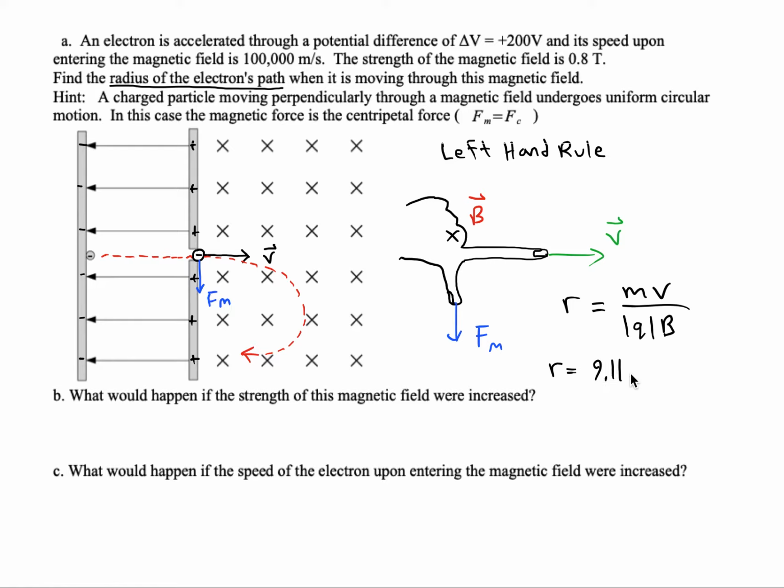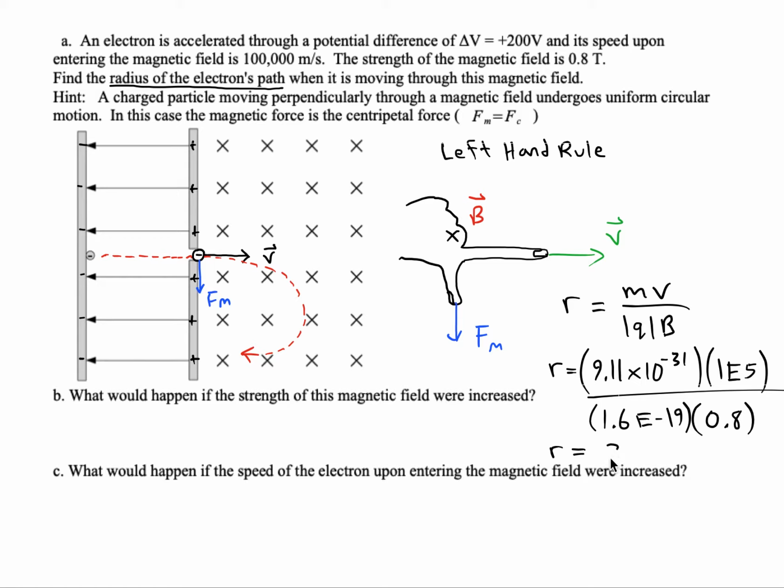Mass of an electron is 9.11 times 10 to the minus 31 kilograms. Speed, 100,000 meters per second. We'll have our charge and our magnetic field. I'm getting an R of 7.12 times 10 to the minus 7 meters.